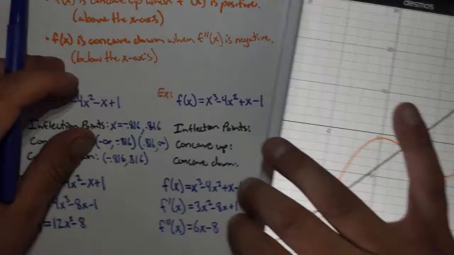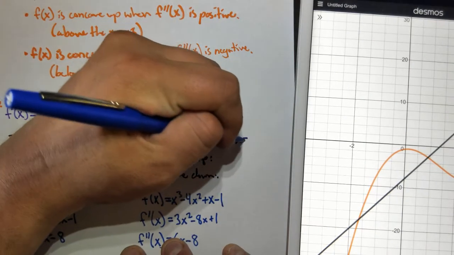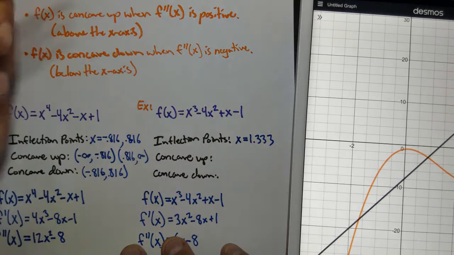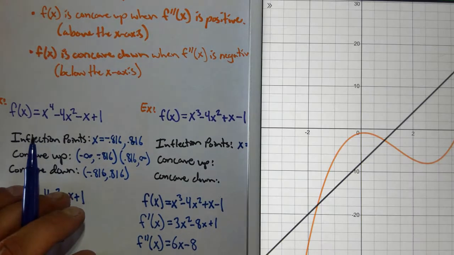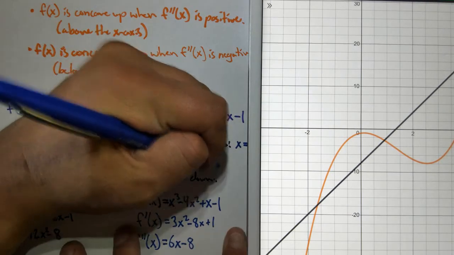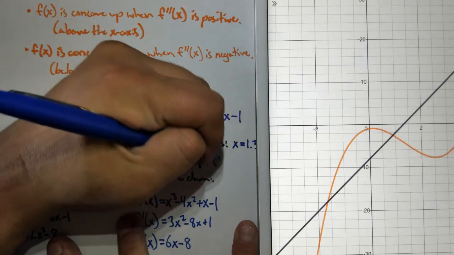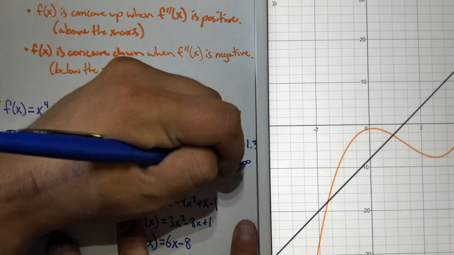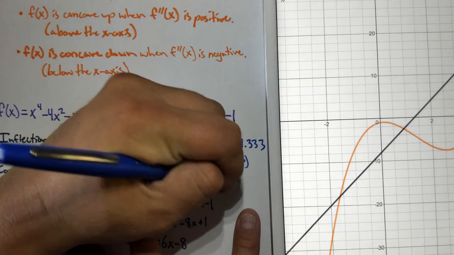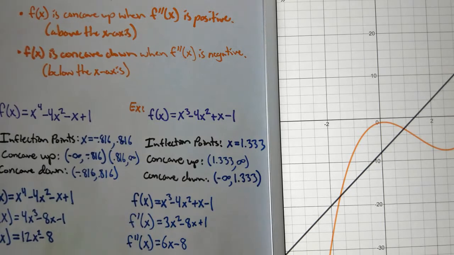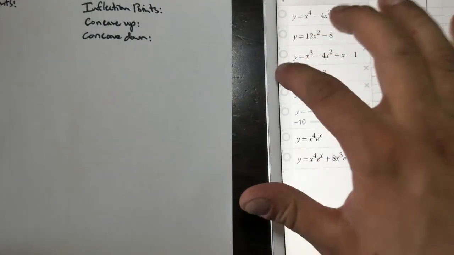So we have an inflection point at x equals 1.333, looking at that second derivative, the function in black. It's concave up from 1.333 to positive infinity, and it's concave down from negative infinity until it gets to that point at 1.333. Awesome. All right, so we got two more examples here. I'll go ahead and turn these off.